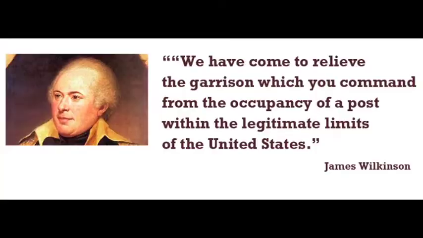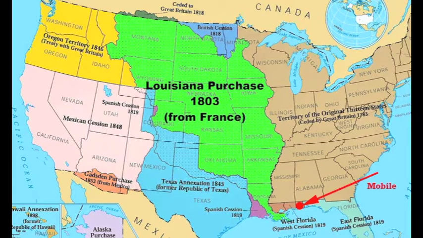As the American General Wilkinson approached Mobile, Alabama, he sent a message to the very small Spanish garrison as follows: "We have to relieve the garrison which you command from the occupancy of a post within the legitimate limits of the United States." Mobile was not within the territory of the Louisiana Purchase, but what is meaningful then as now is the invention of some arbitrary and presumably logical excuse to steal a land in this case.